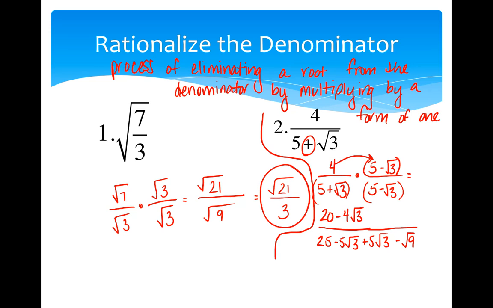This looks really messy, but what happens when you multiply by this conjugate, so when you switch that sign, is that these outside and inside terms will always cancel. So on the bottom, this is really 25 minus 3, which is 22 in the denominator. And then in my numerator, it's 20 minus 4 square roots of 3.